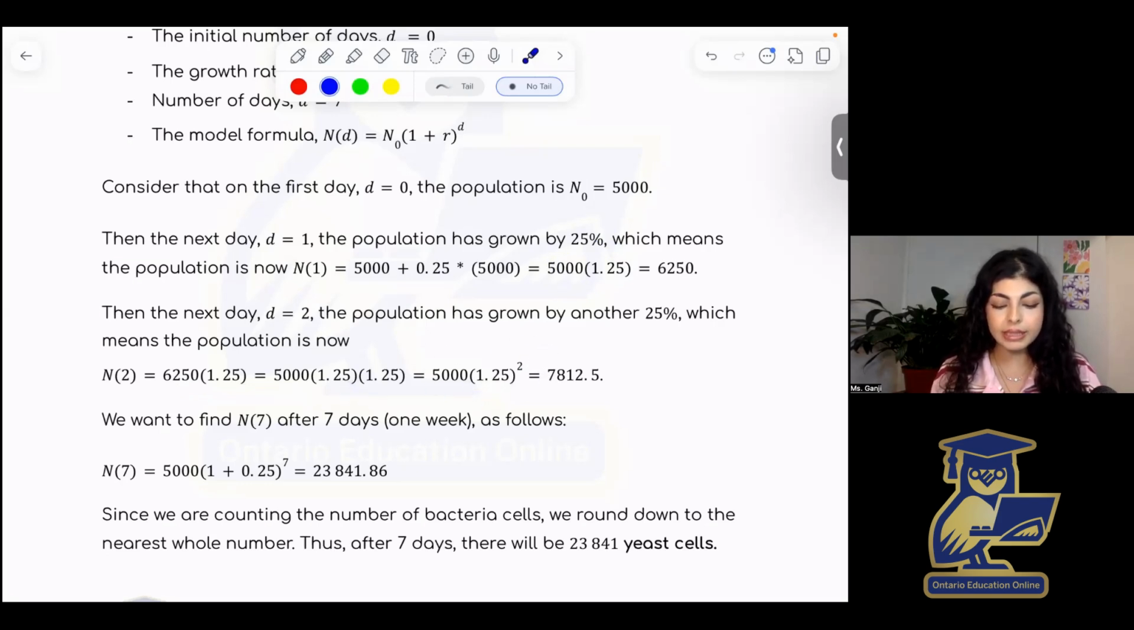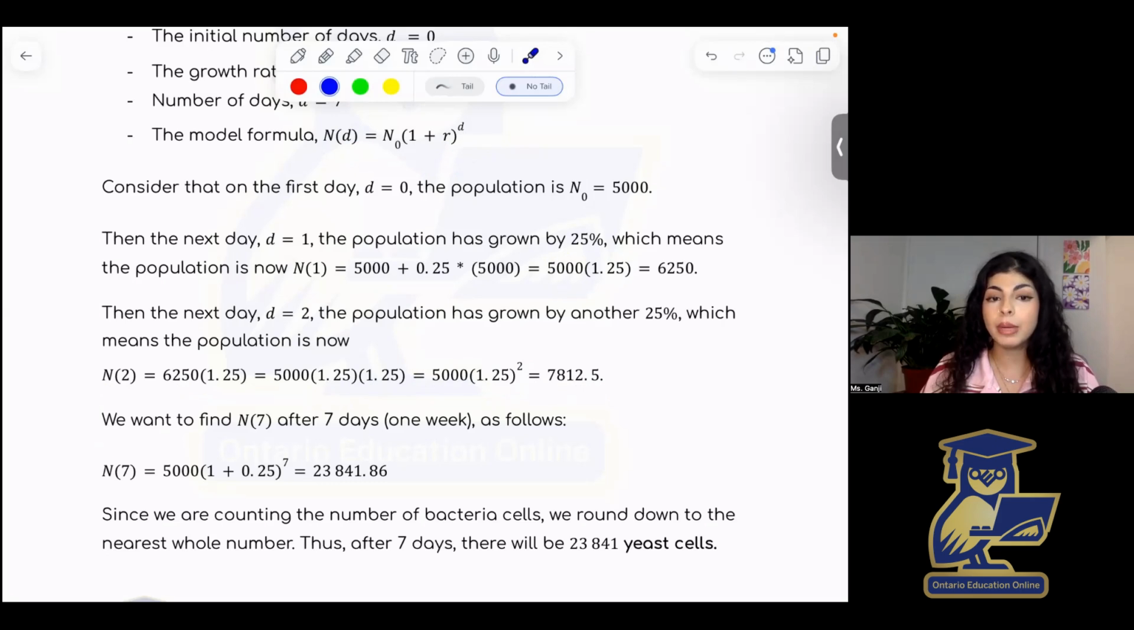And I hope you can see that this is again that formula now for N of 2. So we have 5,000 and then 1 plus 0.25, which was our rate of change to the power of 2. And so after day 2, we have 7,812.5. And of course, when we are working with cells, and I didn't include it here because that's not where we're stopping, but you do want to consider whole numbers.